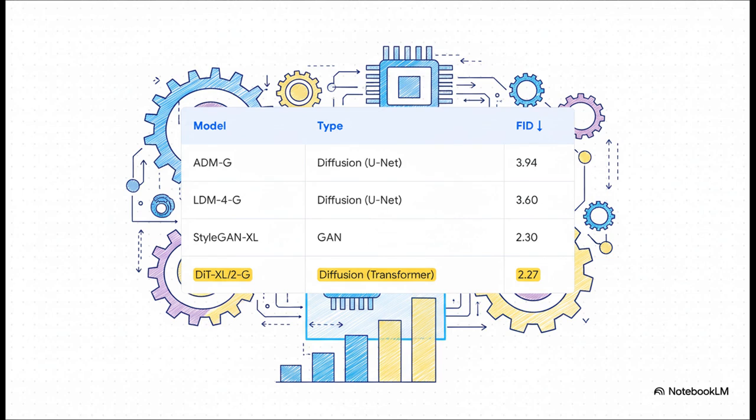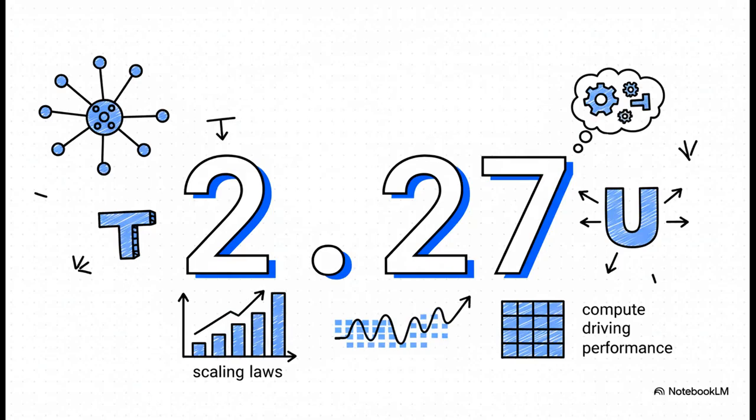It blew past all the best UNet diffusion models like ADM and latent diffusion, but maybe even more impressively, it also managed to beat the top GAN at the time, StyleGAN XL. That was a huge deal. And this was the number that did it, 2.27. That was the new state-of-the-art FID score. It was more than just a number, though. It was really a landmark moment.